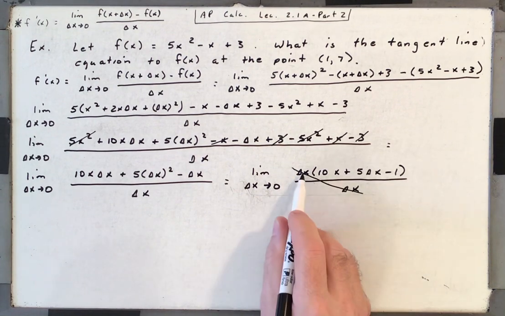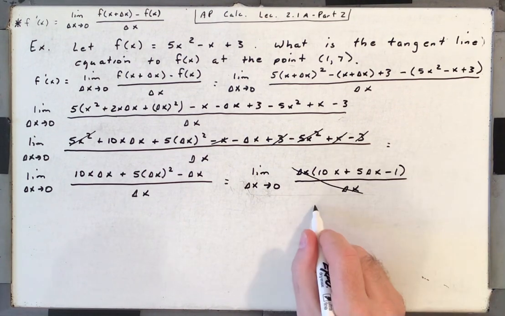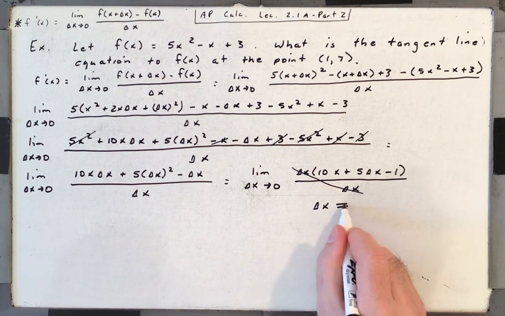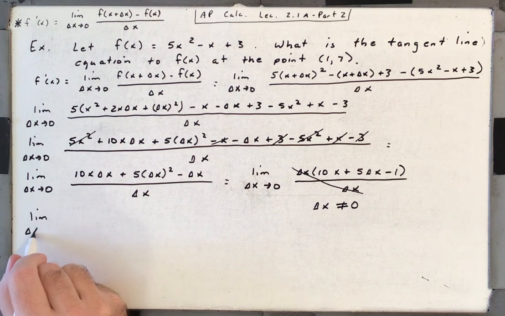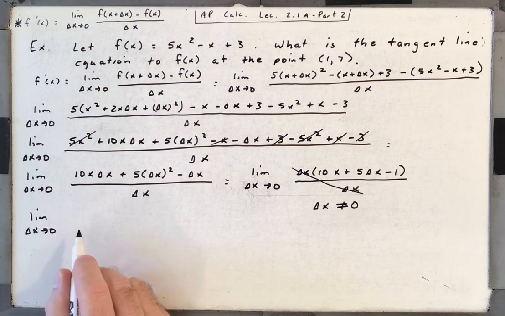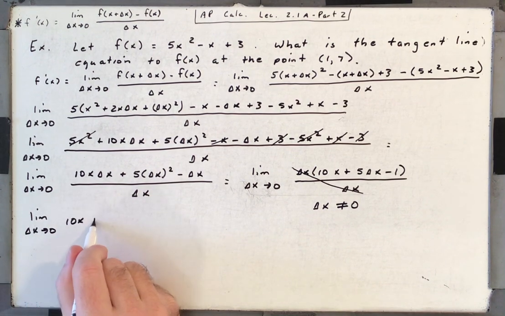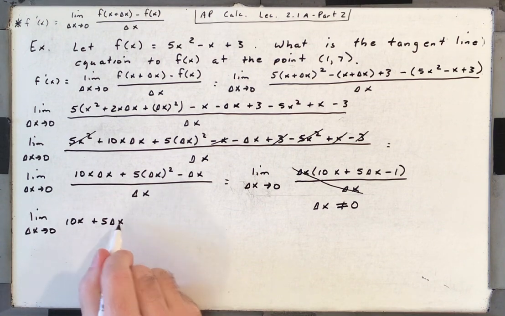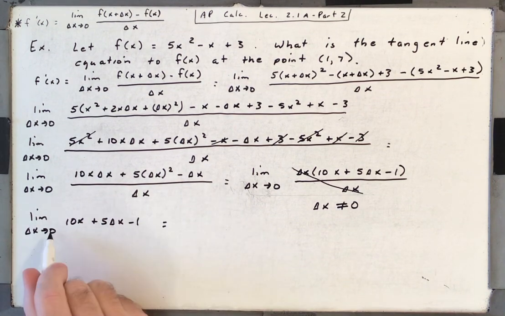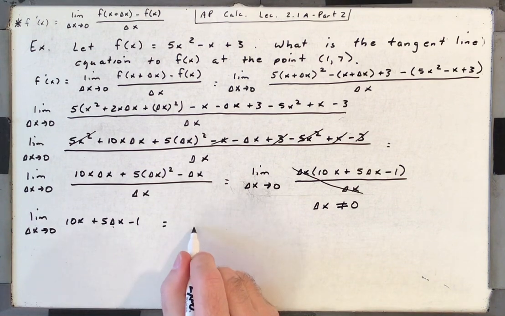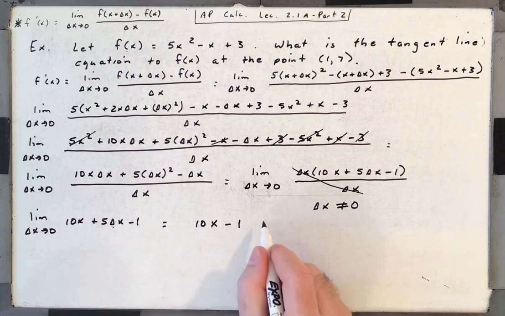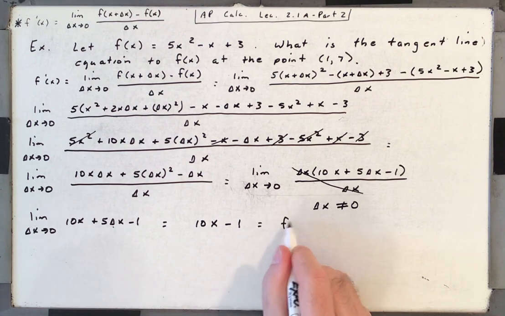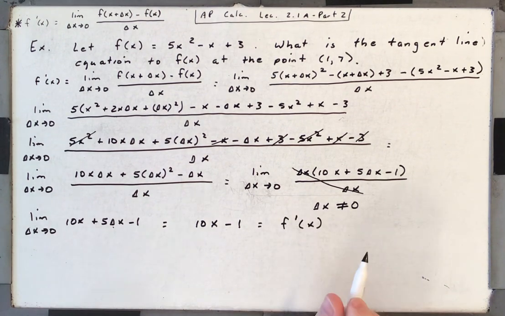Can cancel. That's the 0 over 0. We can cancel out as long as delta x does not equal 0. And we have the limit as delta x approaches 0 of 10x plus 5 delta x minus 1. Now we can plug in the 0, and your equation for the derivative is just 10x minus 1. That is equal to f prime of x.